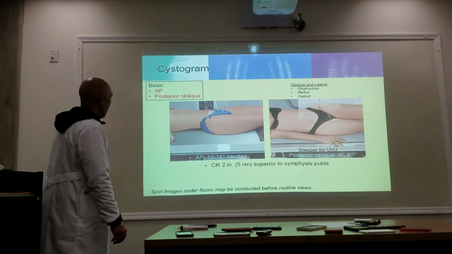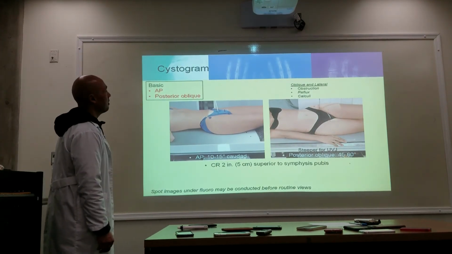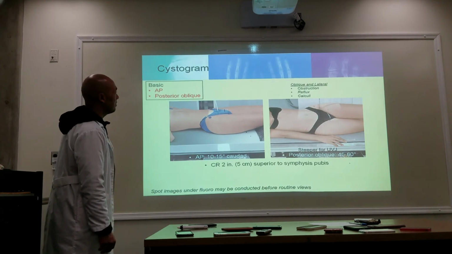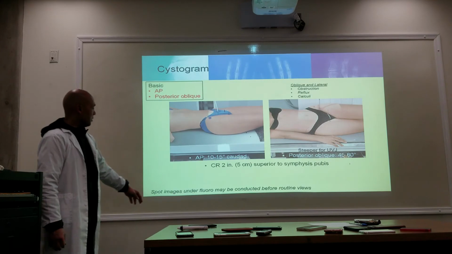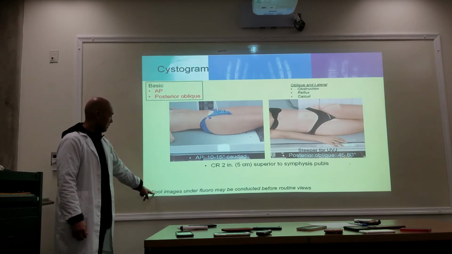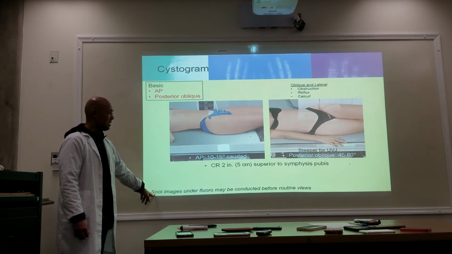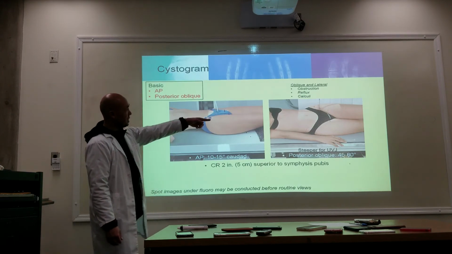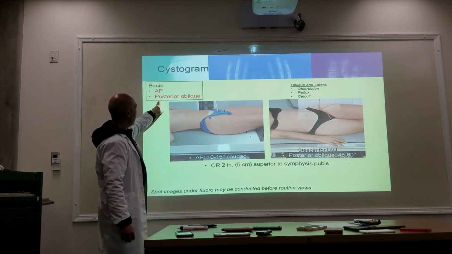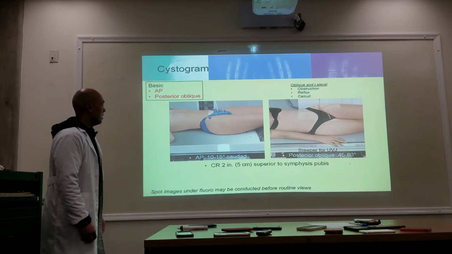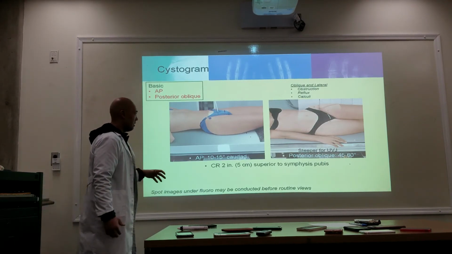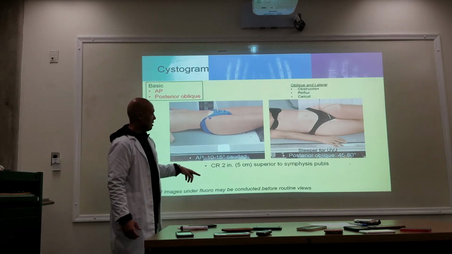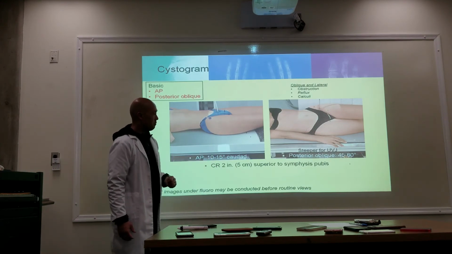Okay, so what do we have here? Obliques and laterals of just the bladder. Also, I put down here for the cystogram, spot images under 4.0 may be conducted before your routine shots of AP and posterior oblique. In your AP, small image receptor, 10 to 15 degrees caudally, 2 inches above the symphysis pubis.